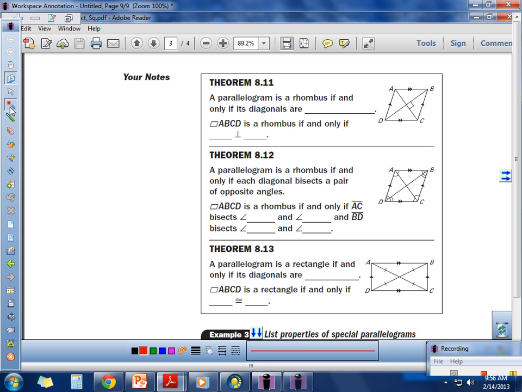So on a parallelogram, it's a rhombus if and only if its diagonals are, what are the diagonals? What do you notice about them in there? What's that symbol right there mean? It's a right angle there, and when 2 lines form a right angle, they are perpendicular, that's the key word. When their diagonals are perpendicular, it is a rhombus. So what are the 2 perpendicular pieces? AC and BD.